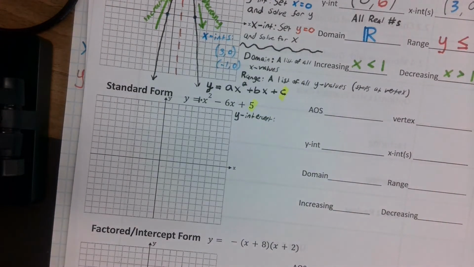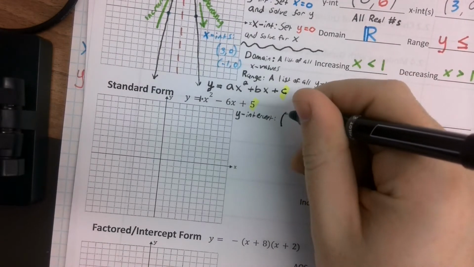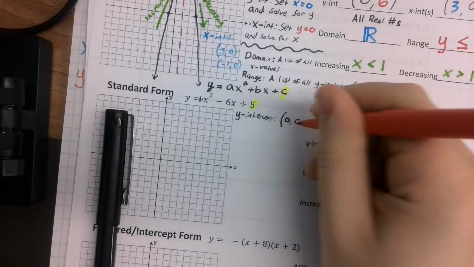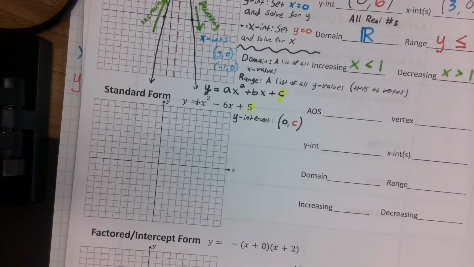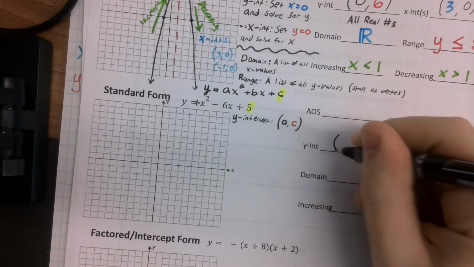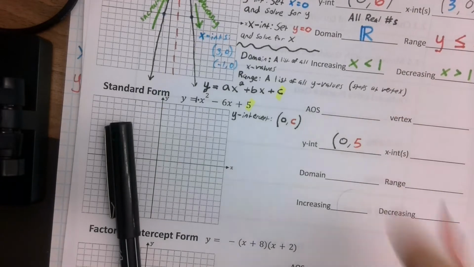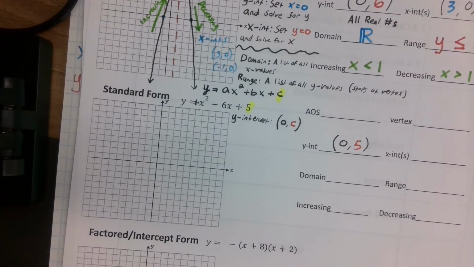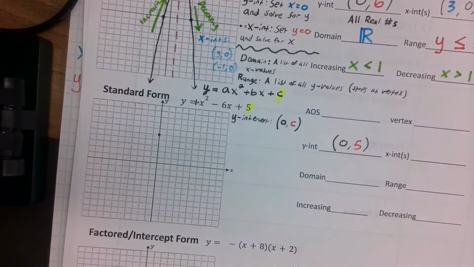And the thing about our c value is, it is going to be equal to the y part of our y-intercept. Remember that our y-intercept is when x is 0, but whatever your c value is will be the second part of that y-intercept. So here, we know that our y-intercept should be 0, comma, our c is 5, so it should be 0, comma 5. This is our y-intercept here. Just like that. We can put our y-intercept now up on our graph. The easiest thing to find in standard form is the y-intercept.